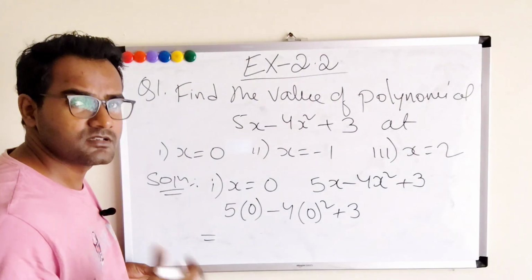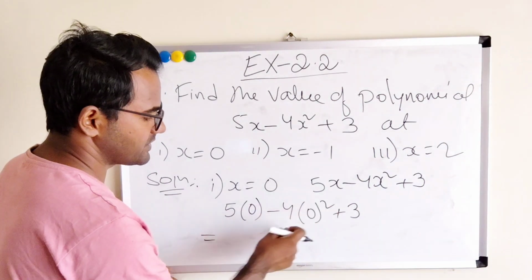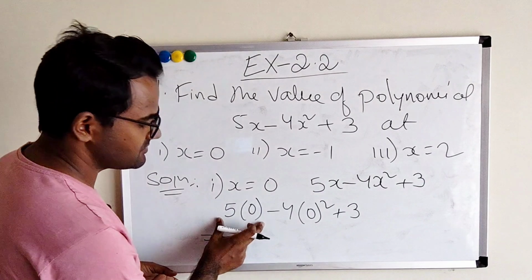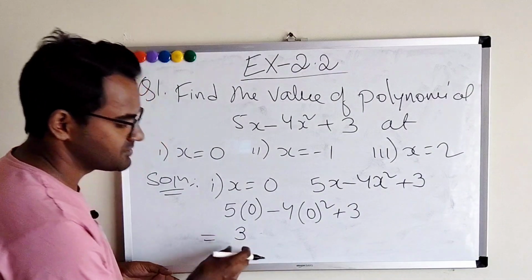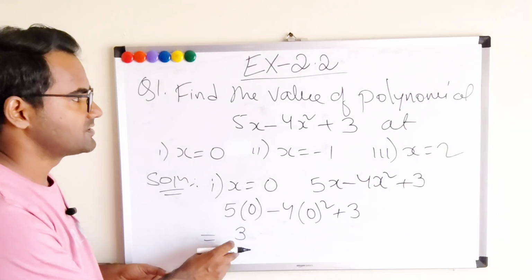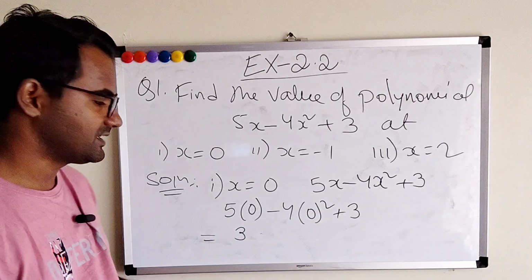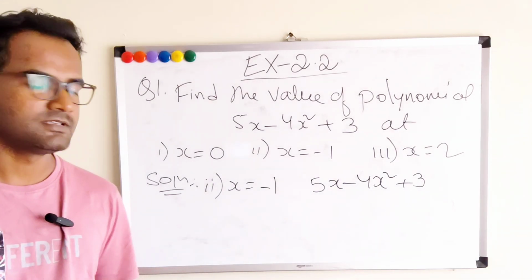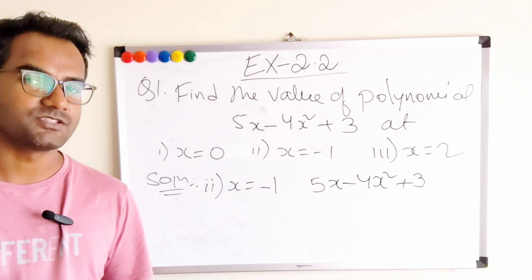Now 5 into 0 is 0, right? And again 0 square and 4 into 0, again it is 0. So you'll get 0 here, you'll get 0 here. So the only thing left here is plus 3. So this is your required value of the polynomial for number 1, that is x is equal to 0. Now let us continue with number 2, where the value of x is given to be minus 1.